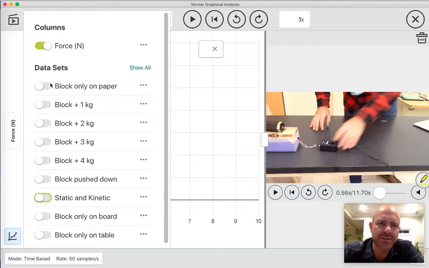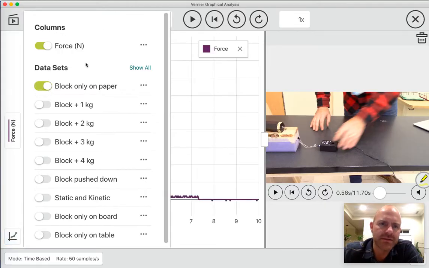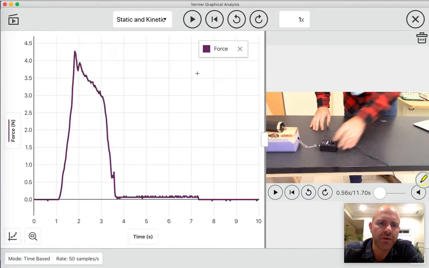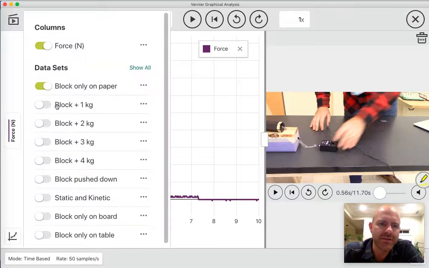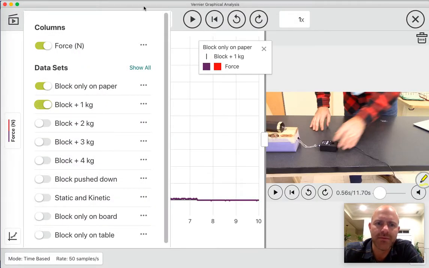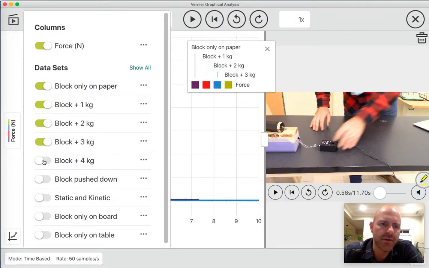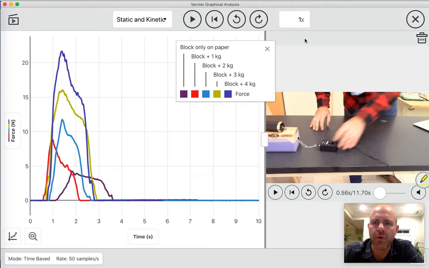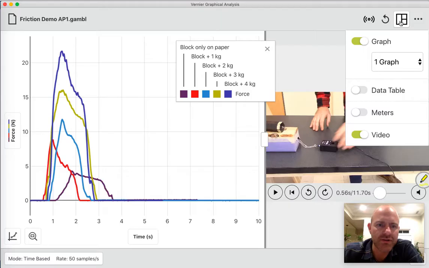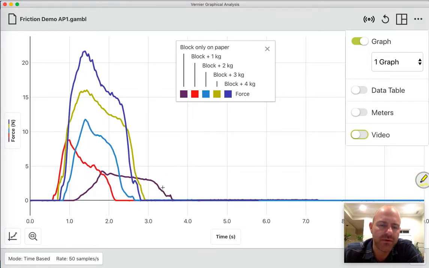We can look at the difference between an object being pulled across a table, or what happens if I pile more mass on top of it. This is a block with 1, 2, 3, and 4 kilograms of mass placed on top. And that becomes pretty dramatic, that the more mass you pile on top, the bigger the frictional force.